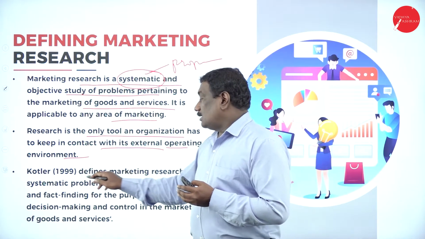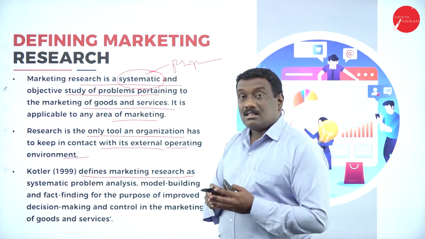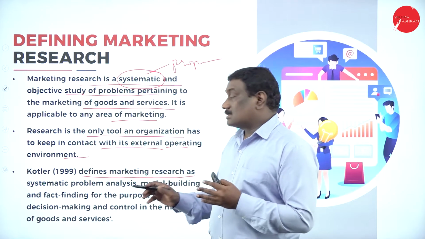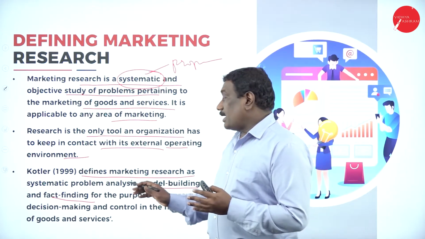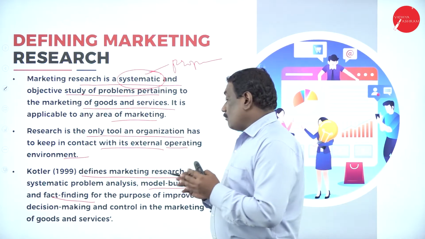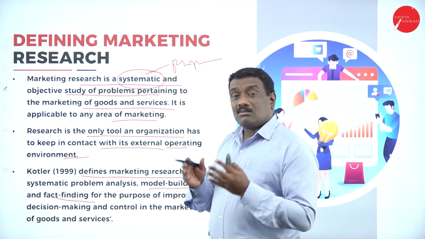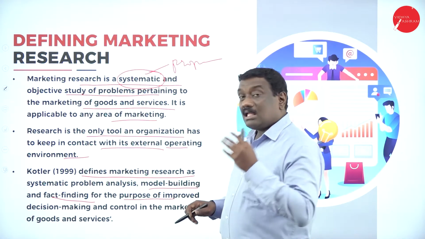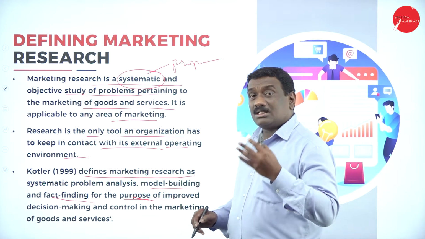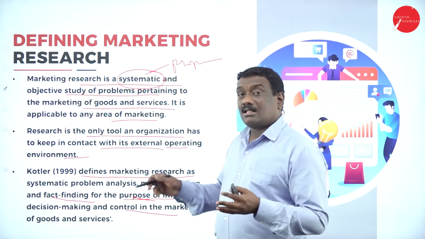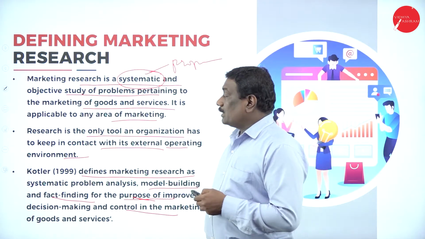Philip Kotler defines marketing research in 1999 as a systematic problem analysis, model building and fact finding. It is systematic problem analysis with a model building character as well as fact finding, finding out the truth, for the purpose of improving decision making and controlling the marketing of goods and services. That is the definition given by Philip Kotler.